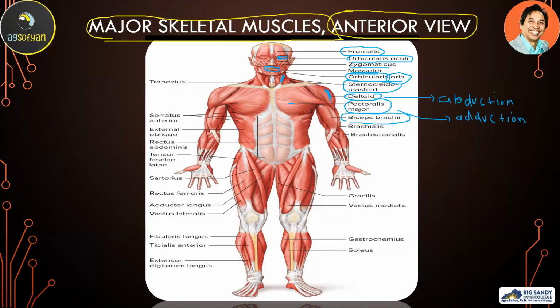Bicep brachii. So this one over here in the front part, and the name is telling you, brachii means upper arm, and bicep, this muscle has two origins. We're going to see those two origins later.